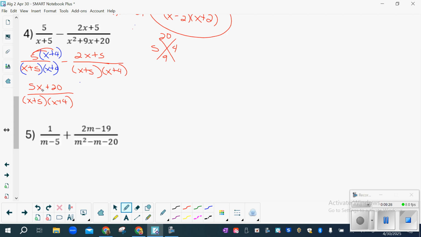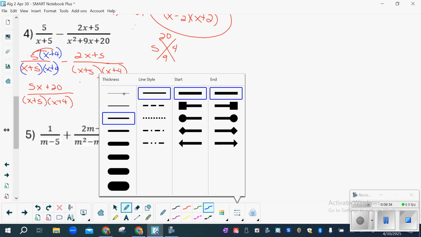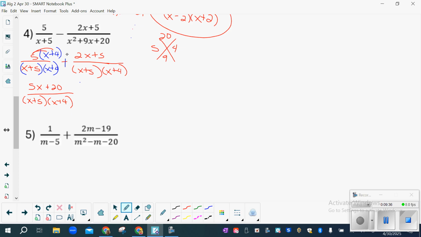And then what do we want to do with this minus? It becomes plus negative 2x minus 5. Good. We want to distribute that negative. So we're going to take a negative 1 times that. Really easy to forget that. So this becomes negative 2x minus 5. Follow me so far? Okay. You can see there's quite a few more steps, a little harder today.